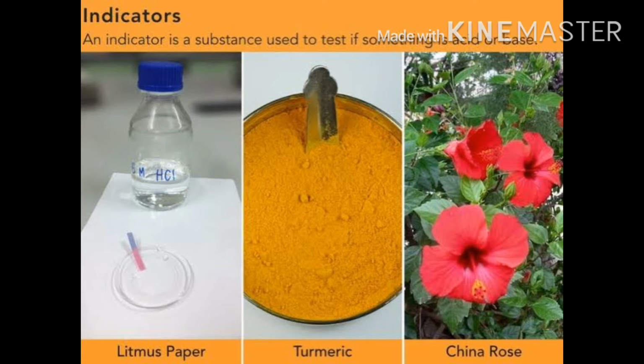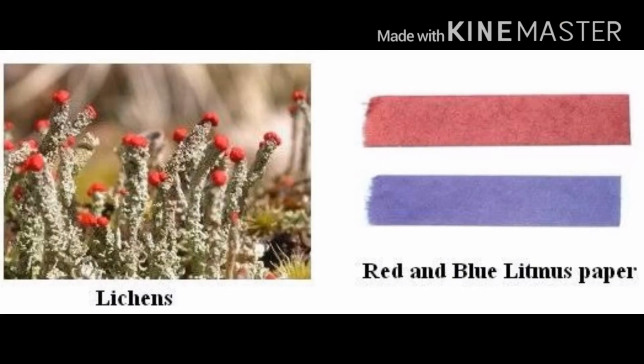This lichen plant is very sensitive towards the acidic or basic environment. And because of the rising pollution, the plant is very difficult to obtain as well. So we should try to reduce the pollution to our maximum level.